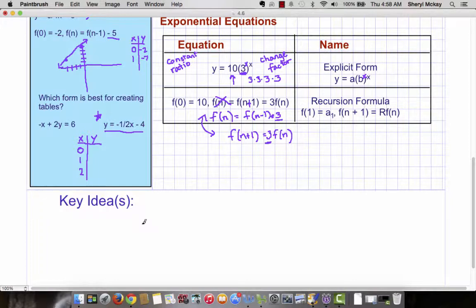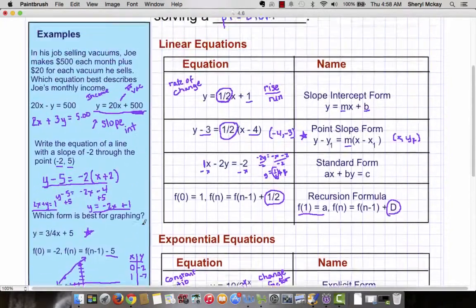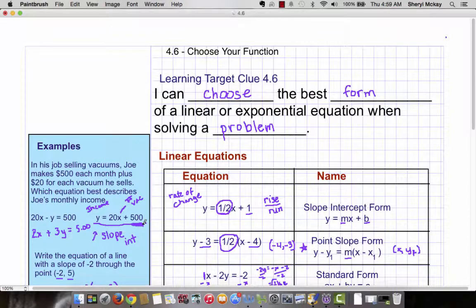The big idea is that you want to be able to look at it and know what this lesson is about. And that's all I have for choosing your function.